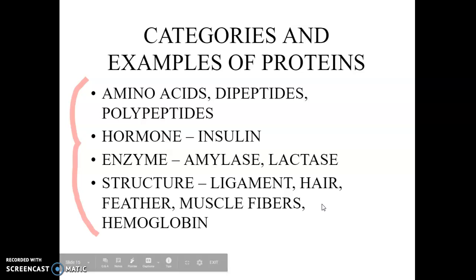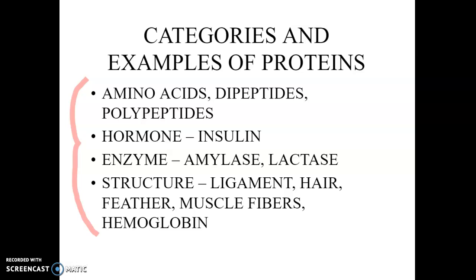Okay, so categories and examples. You have amino acids, dipeptides, and polypeptides. When you see peptide, you should always think of a protein. One very important hormone you may have heard of is insulin, especially if you know someone who is a diabetic or have someone in your family who's a diabetic. Enzymes, an example of that is amylase that's found in your saliva. It helps digest sugars right off the bat when you put them in your mouth.